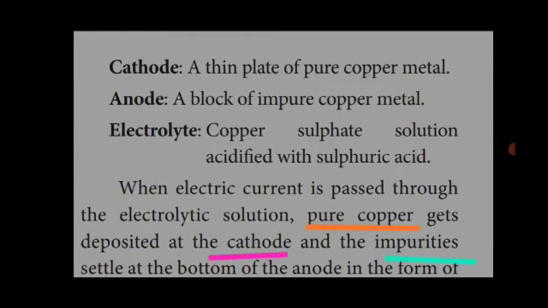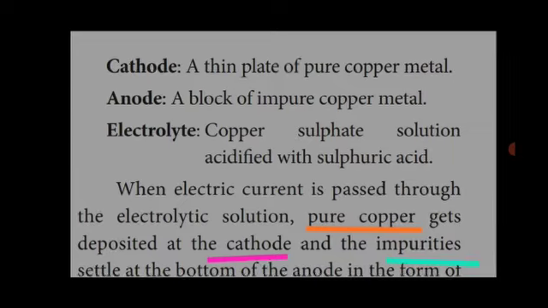Who acts as a cathode? The thin plate of pure copper metal acts as a cathode. Anode: the block of impure copper metal acts as an anode.